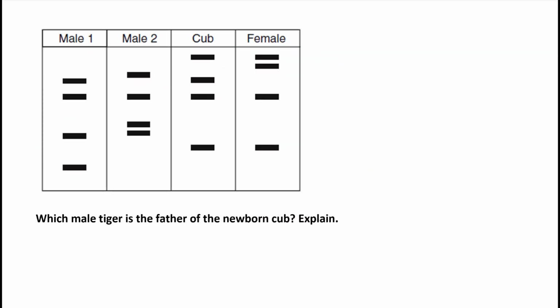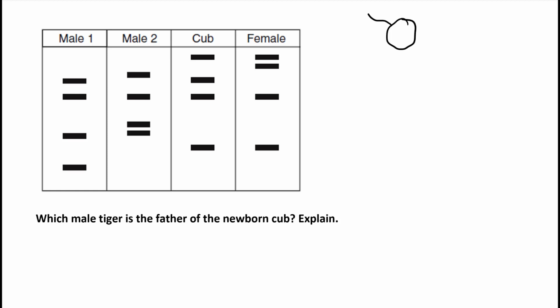Here's a new scenario. We have a female and a cub, but there are 2 males. We're not sure which male the father is. So, in order to find out which one the father is, we have to use gel electrophoresis, cut up DNA into different size pieces, and then compare those pieces of DNA. But in order to make sense of this process, you have to know an important thing.